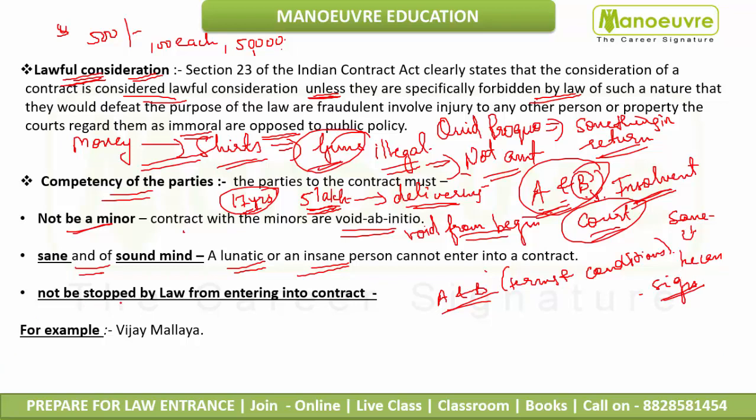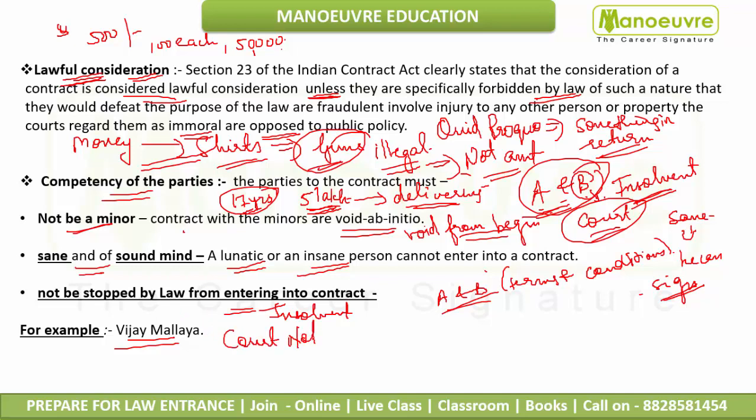Next is not being barred by law from entering into a contract, but he shouldn't be insolvent, guys. For example, Vijay Mallya. Over here, we all know that he's bankrupt right now, and if you enter into any contracts with him now, then the court will not help you, okay?